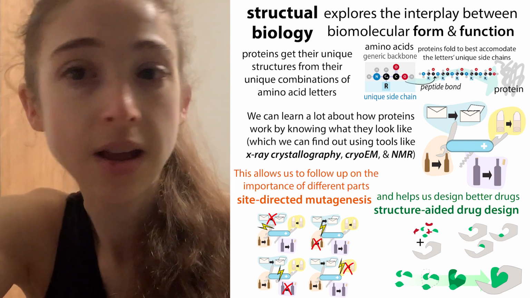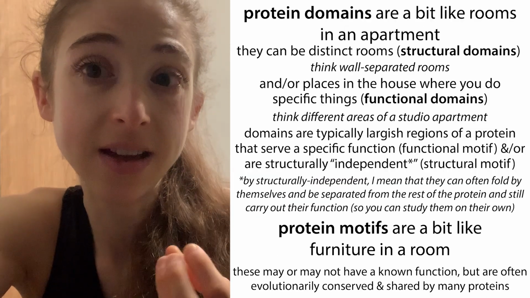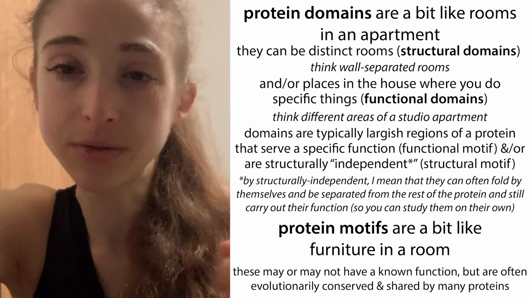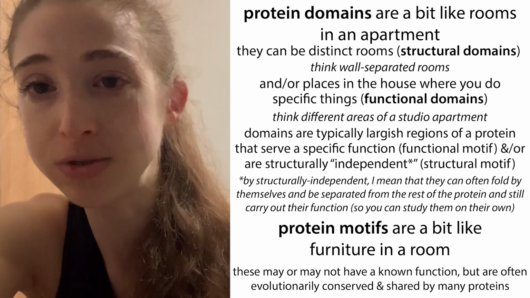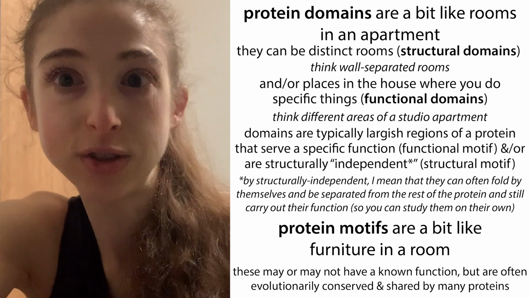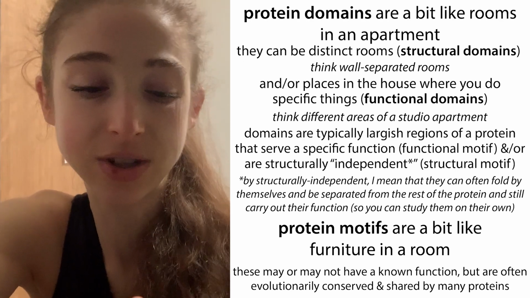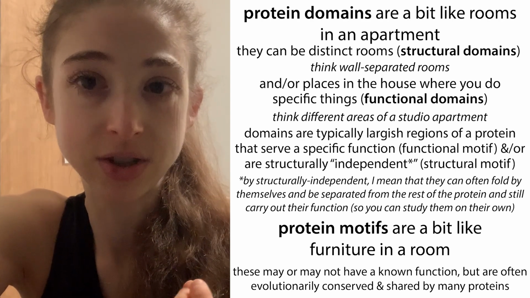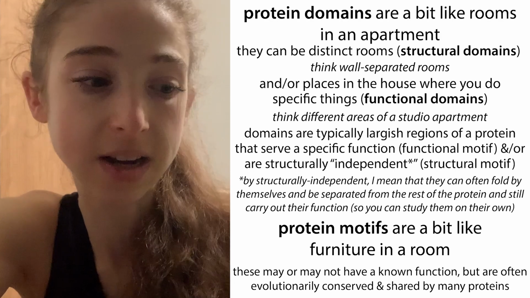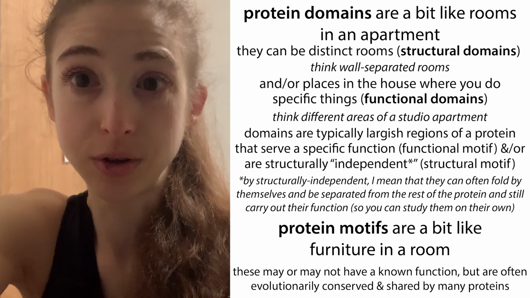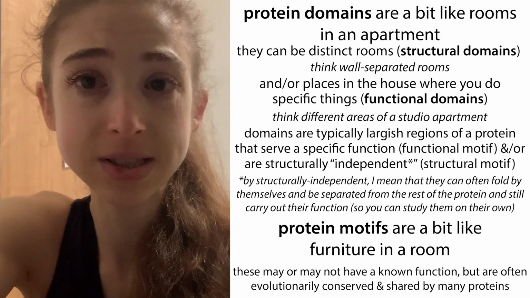Speaking of shapes, proteins can have different regions with different shapes, and so we call different regions of proteins domains. It's kind of like rooms in your house. And then within those individual domains, you can have motifs, which are kind of like characteristic structures or common folds you might find in multiple different proteins, kind of like furniture in the rooms of your house.